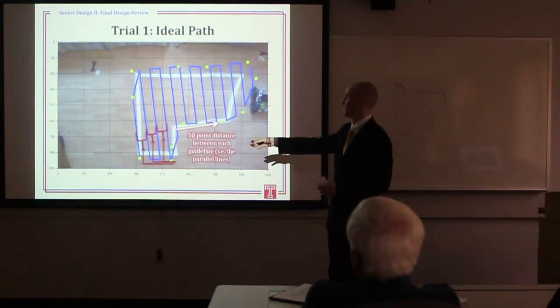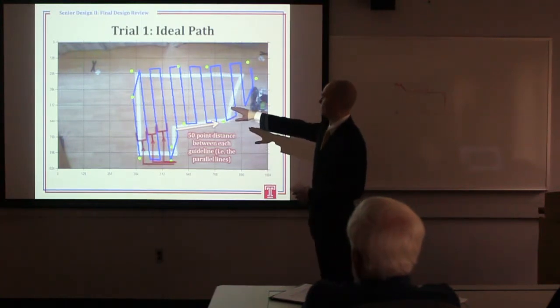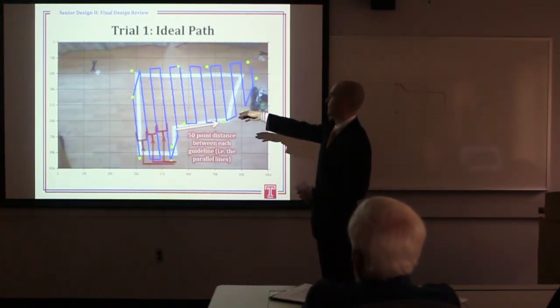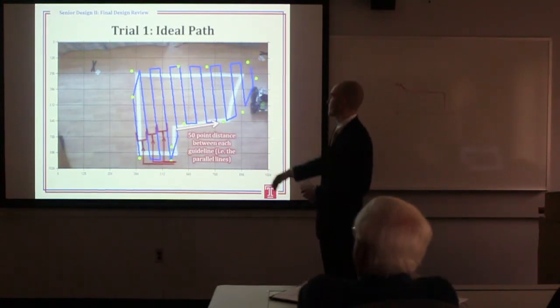So as it went along that line, you can see it passed the white line, so it turned back onto it and followed that until it got to the other corner.